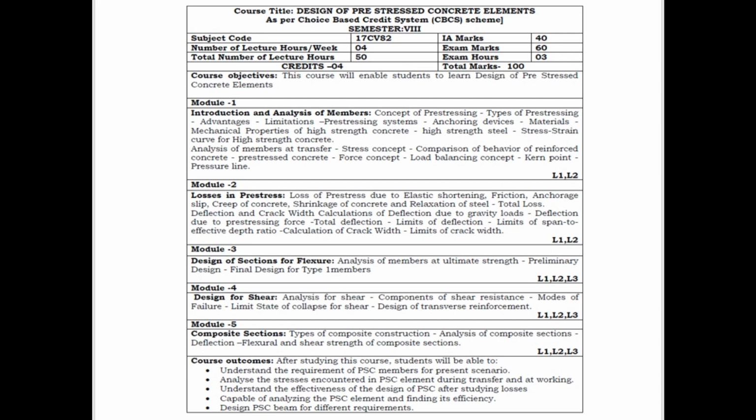In module 3, design of section for flexure can be calculated. Module 4, design for shear. Module 5, composite sections. These are the 5 different types of modules we have. Then comes the course outcome. Here we have 5 different outcomes. You can see here, this is what the student will come to know after studying this subject.